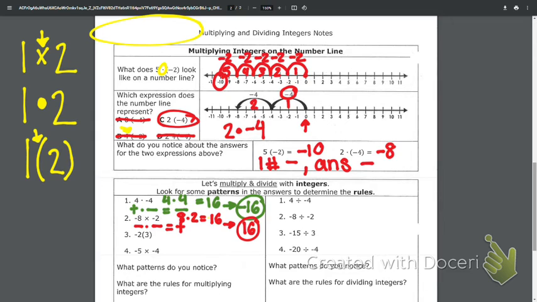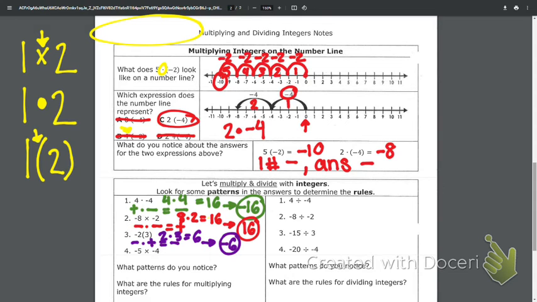This next one, this is where they're touching, so we have -2 times 3. So I would have a negative times a positive, which means my answer is going to be negative. And I know that 2 times 3 equals 6, so my answer will be -6.